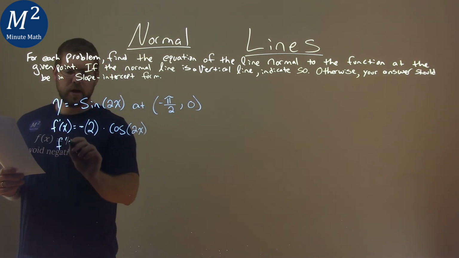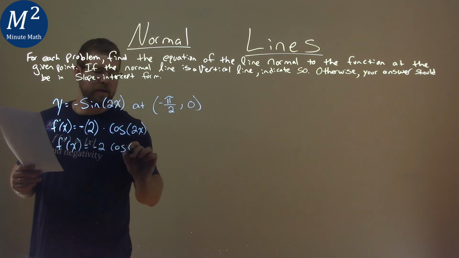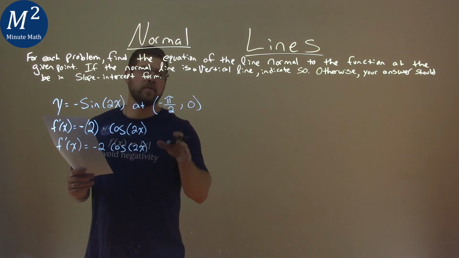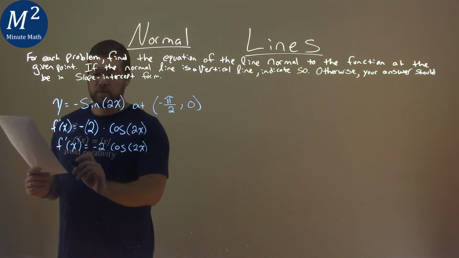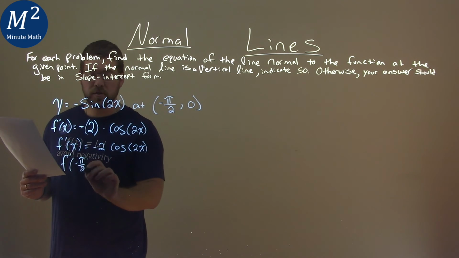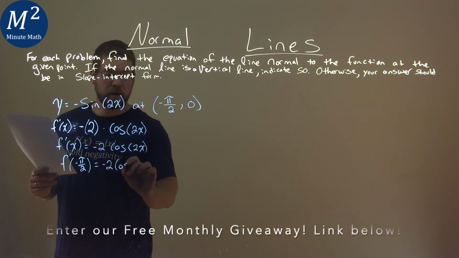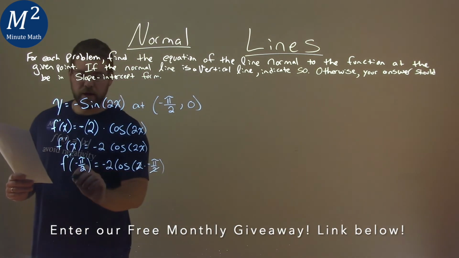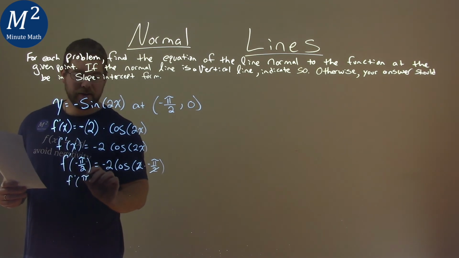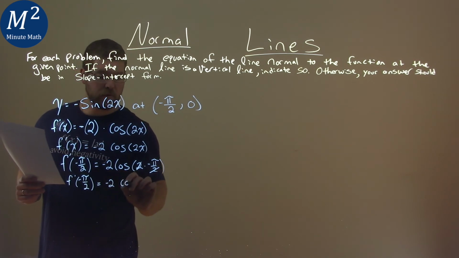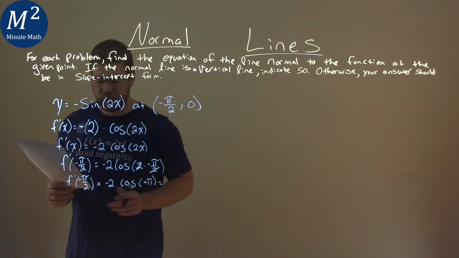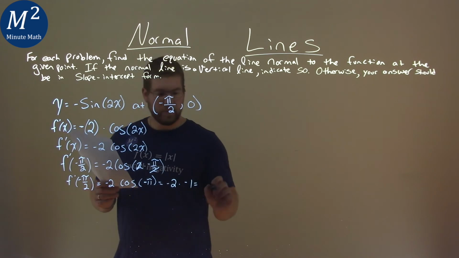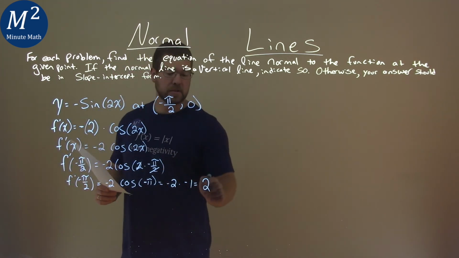Simplify this out slightly. f prime of x is just negative 2 cosine of 2x, just to make it look a little neater. Now we want to find the slope of the tangent line, and we can use it to find the slope of the normal line. Negative pi over 2 goes in for x, so f prime of negative pi over 2 is equal to negative 2 cosine of 2 times negative pi over 2. Well, luckily the 2's cancel here, so f prime of negative pi over 2 is equal to negative 2 cosine of negative pi. Well, cosine of negative pi is negative 1. So we have negative 2 times negative 1, which is equal to positive 2. So the slope of our tangent line here is positive 2.